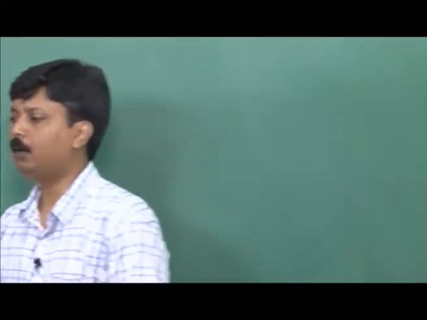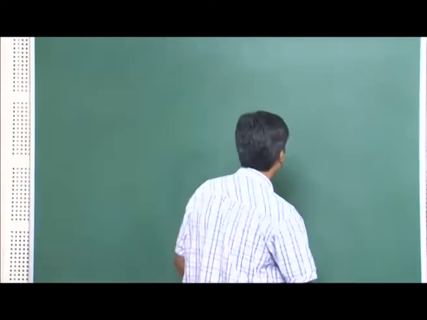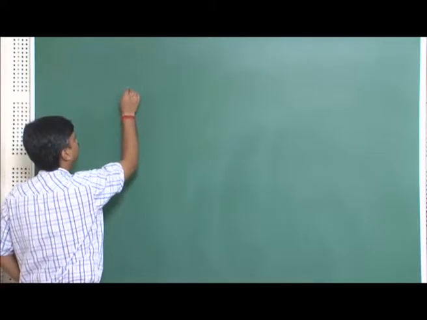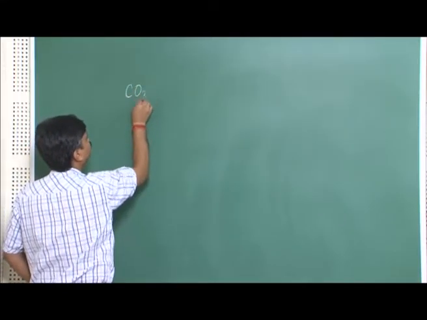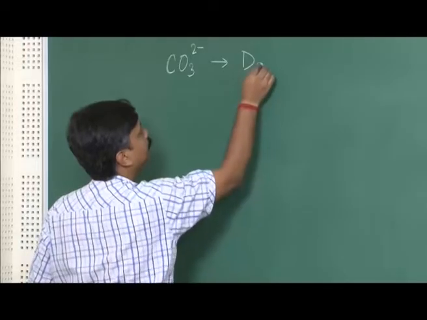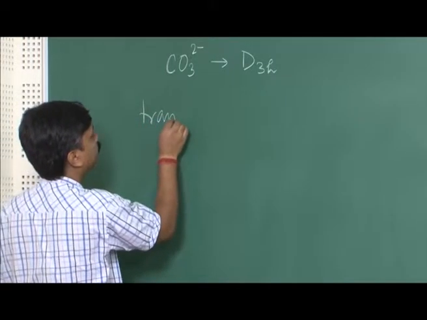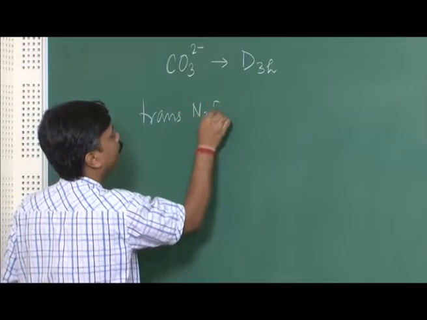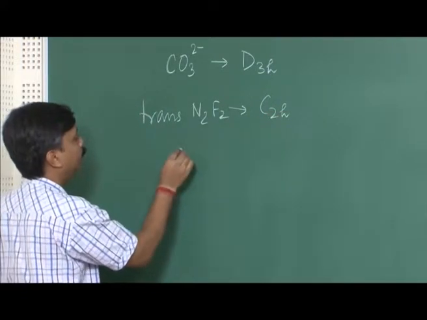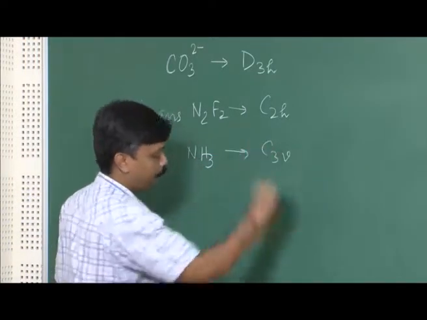We discussed three different molecules belonging to three different point group symmetries. We had planar CO3 2-, which was planar having D3h point group. We had trans planar N2F2, belonging to C2h point group, and we also looked at a pyramidal NH3 belonging to the C3v point group.